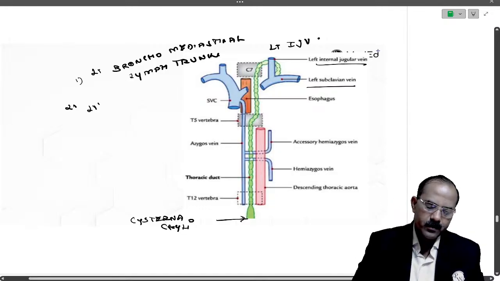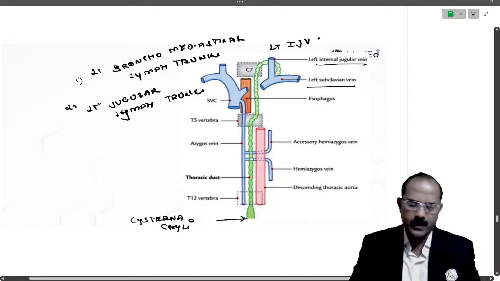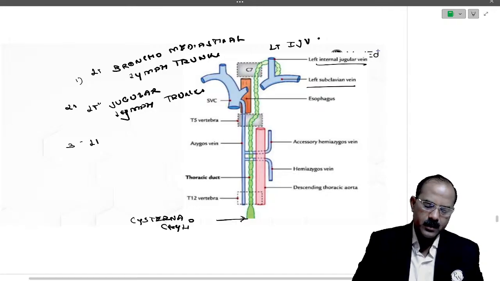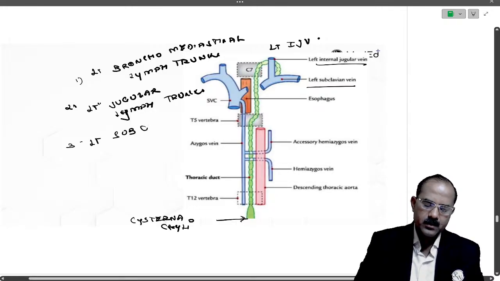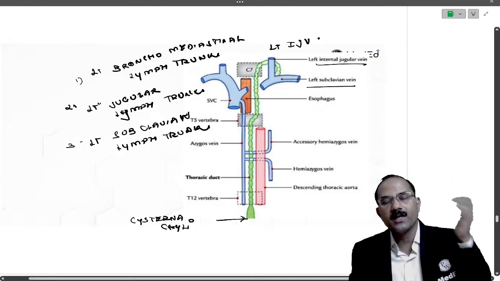The second is the left jugular lymph trunk. This will bring lymph from the left side of the head and neck. And the third is the left subclavian lymph trunk. This will bring lymph from the left upper limb.